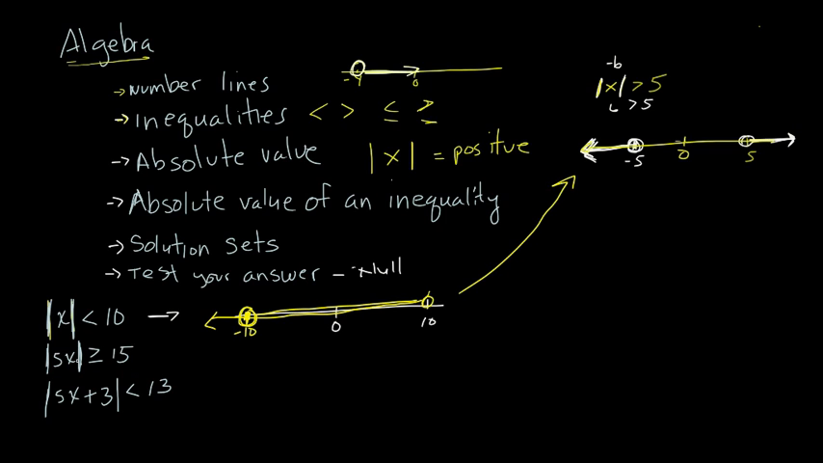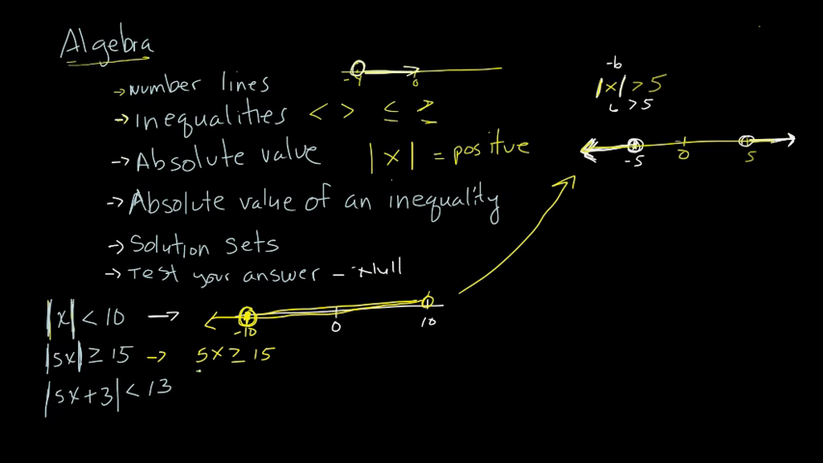So let's take a look at this one. The absolute value of 5x greater than or equal to 15. So now you have to do a little bit of algebra and solve this first. And I want to show you how you end up doing these. You break it into two things. So if we have 5x greater than or equal to 15, first you can ignore the absolute value signs. It's just 5x greater than or equal to 15.